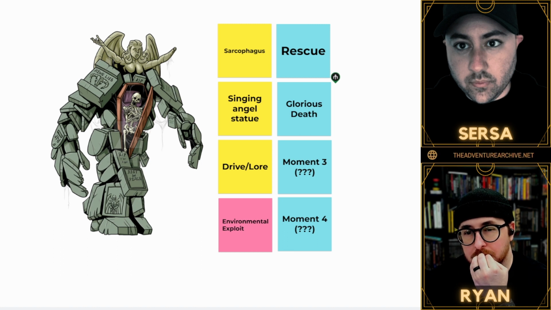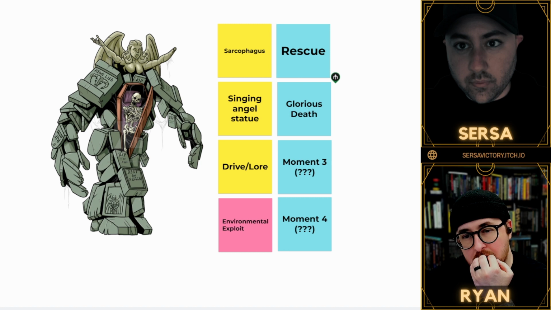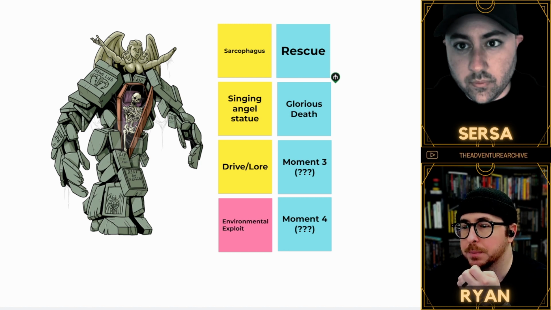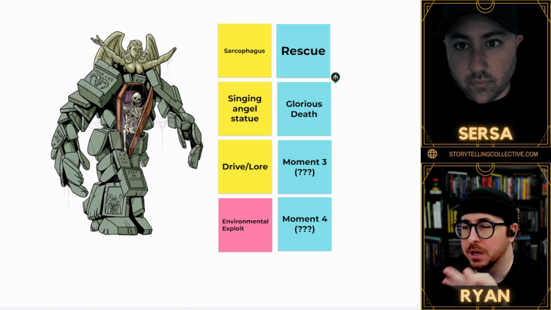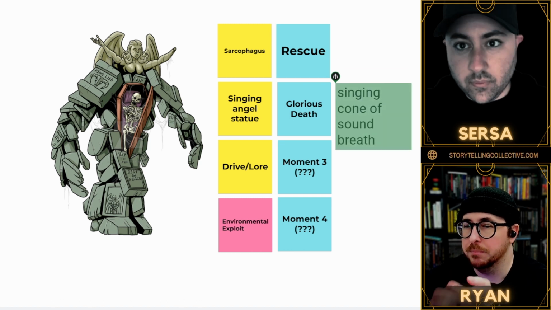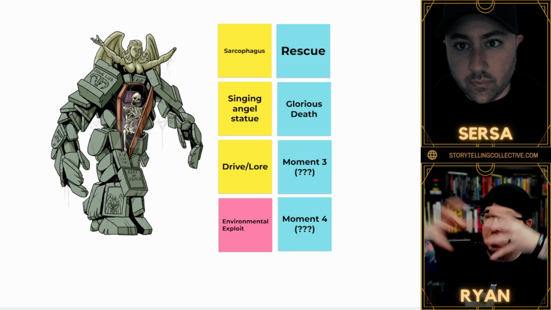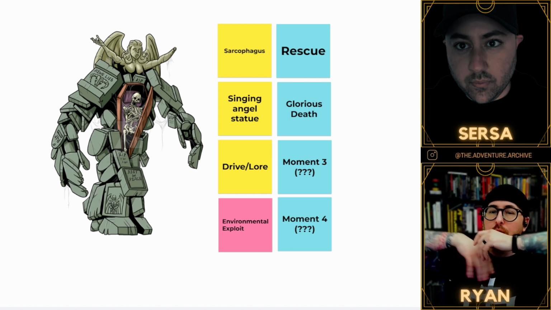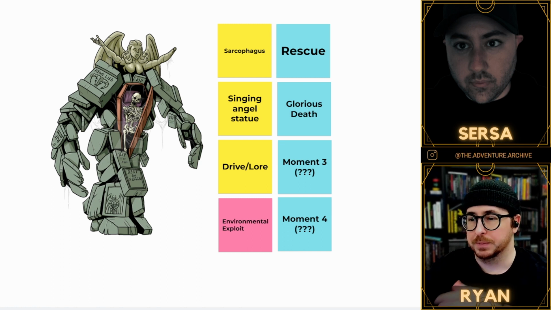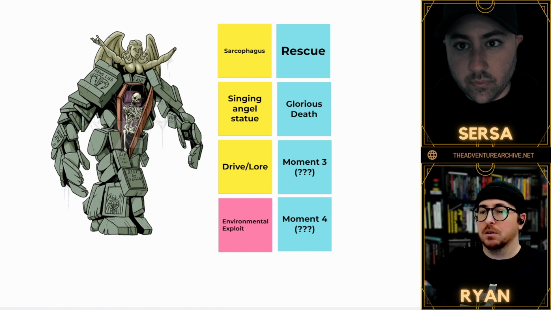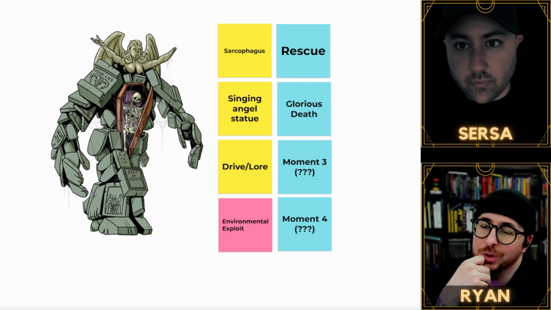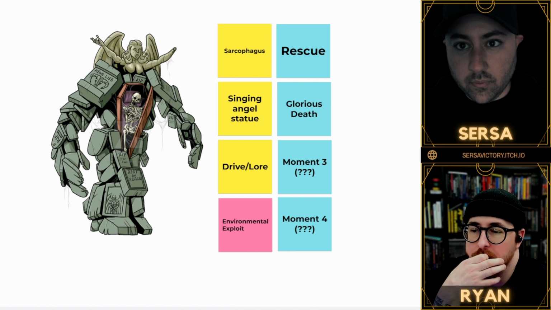So I'm thinking we have a singing cone of sound breath, right? We already have a couple of breath weapon options in the dungeon. I think the knight is going to have a breath weapon too, right? We have the giant mouth that's going to have something come out. Should we go with a specific cone of breath weapon, or an area of effect, like anyone within a certain distance? I like the cone because it makes sense for singing. Yeah, we can do that.